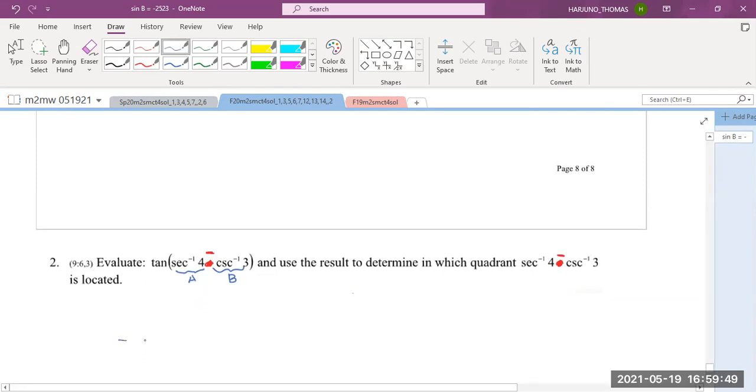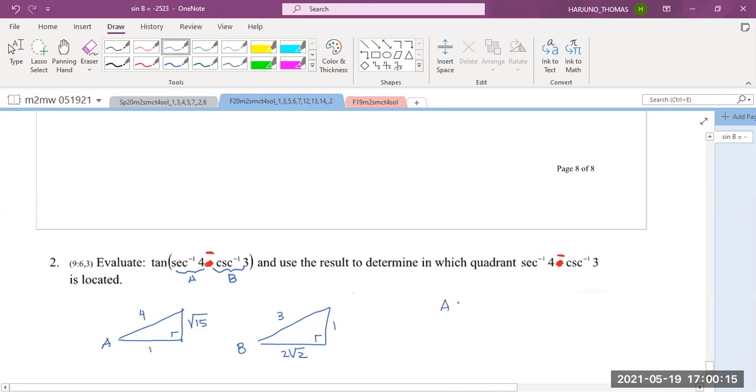Fast forward. This is our A. The situation is 4 over 1, so this is square root of 15. This is for B. This is 3, 1. This is 2 square root of 2. Okay. Now it's actually about the second part.